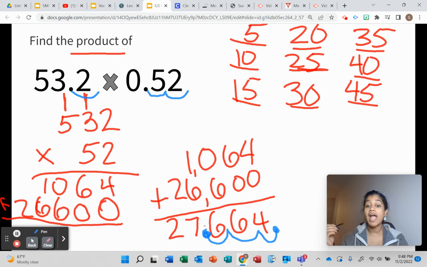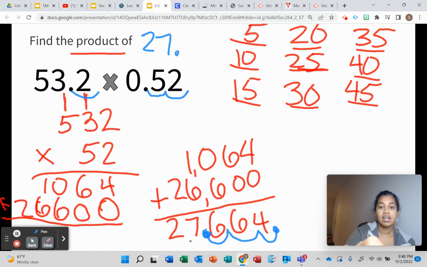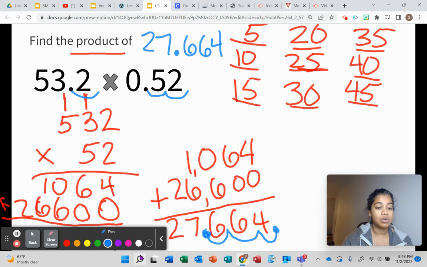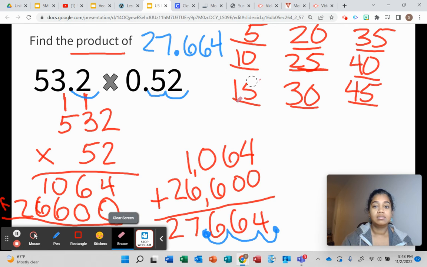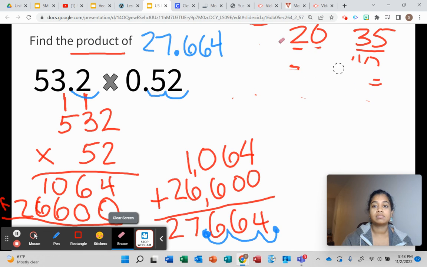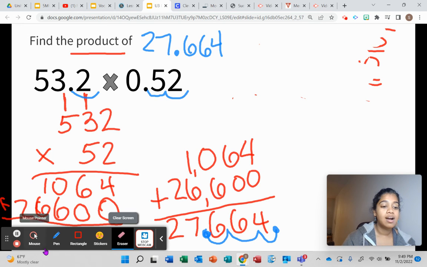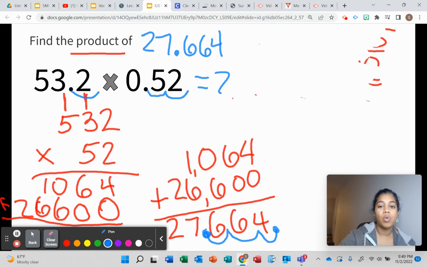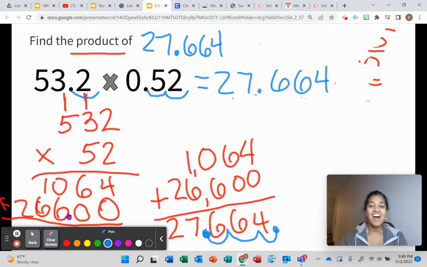Okay, so our answer, our product, is going to be, I'm going to put it up here at the top, 27 and 664 thousandths, right? Let me go ahead and erase everything so you can see. There we go. Okay, so our product is 27 and 664 thousandths. All right, fantastic.